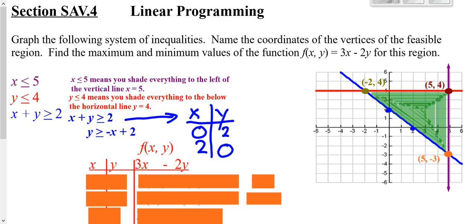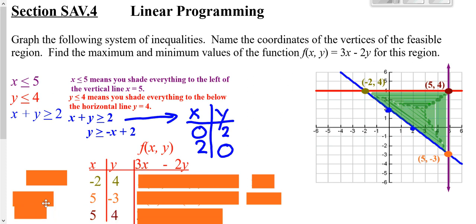So now you want to find your corner points. Once again, if you do an accurate graph, you can easily find your corner points as we have indicated over here. So I put my x and my y, my x and my y, my x and my y. Now I have to plug those into my function right here that I'm trying to maximize and minimize. So I took my 3x minus 2, put it right here. Take my -2, plug it in for my x. Minus, take my 4, plug it in for my y.